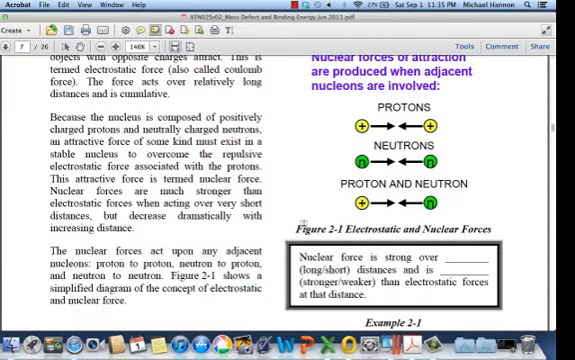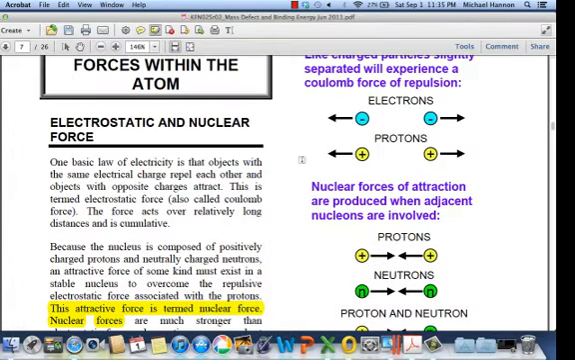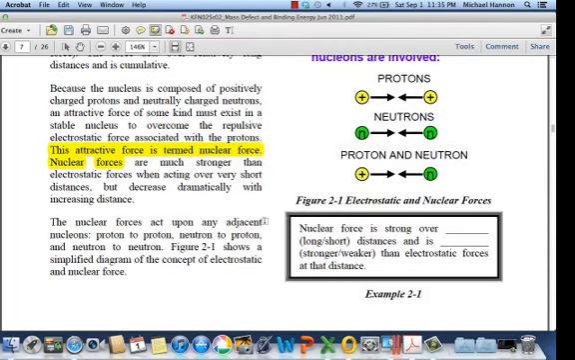And those are called the nuclear forces. As you can see right here, this attractive force is called the nuclear force. They are much stronger, as it states here, than the electrostatic forces, which are these located right here, the negative and positive. Much stronger because that is what actually holds the atom together.